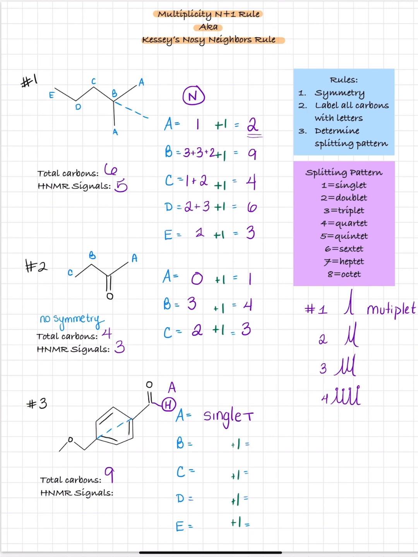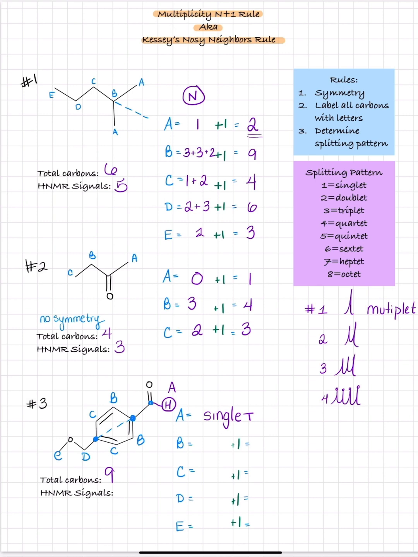So remember, we're only labeling carbons that have hydrogens on them. This one does not, this one does not, and this one does not. So the next letters would be here, which would be B, C, D, and E. I guess I kind of gave it away since I labeled the letters for you right there. I didn't mean to, but let's continue and figure out the multiplicity.